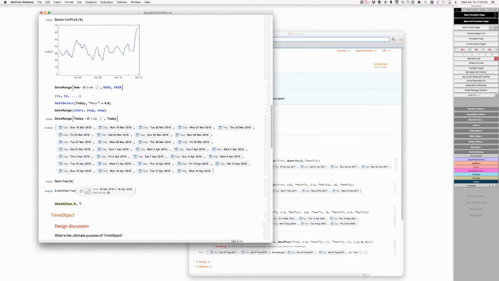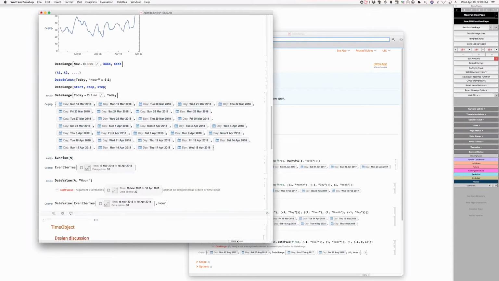So if I say, let's see, if I want to get the sunrise, so let's say I say date range, today minus 1 month to today, and that will now do it in steps of days, right? Yep. And if I now say sunrise of that, it's going to give me that event series. And now if I say date value of that, comma, hour, oh, come on. Why didn't that work?